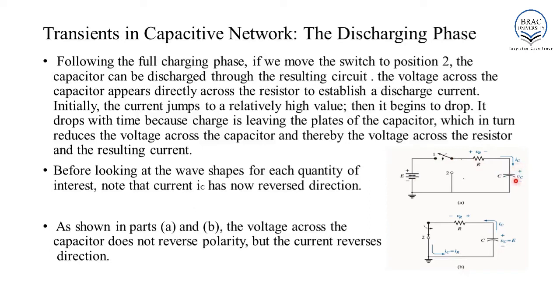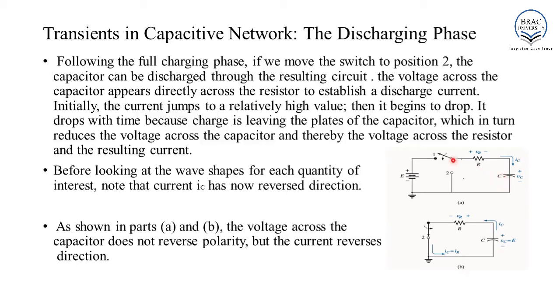Then, as the voltage across the capacitor increases, the value of IC will decrease. When VC is equal to E, the current flowing through the circuit will be equal to 0. The voltage across the capacitor increases exponentially and the current flowing through the circuit decreases exponentially, as well as the voltage drop across the resistor R will also decrease exponentially. Now, this describes the charging phase of the capacitor.